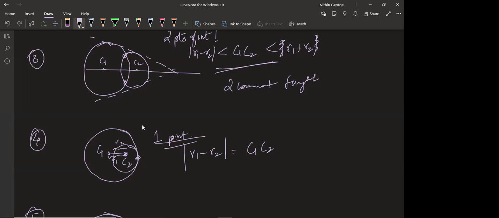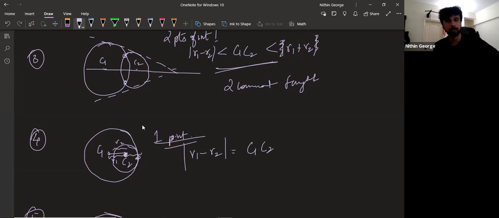Okay. Sir, I think R1, you have drawn it wrong, sir. It touches the circle, no? Oh yeah, sorry. R1 goes here. And then R2 goes from here till here. Yes.